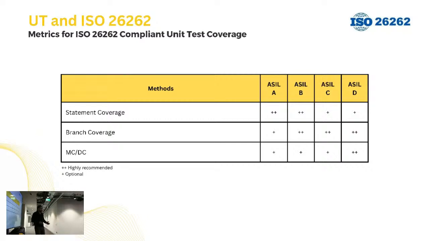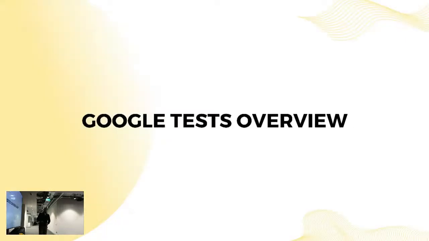And here the same. What metrics should we have for our code? Statement coverage, branch coverage, and MC/DC. And basically for ASIL D, more recommended, ASIL A, less than it. And in general this is it, about ISO 26262 for unit testing.